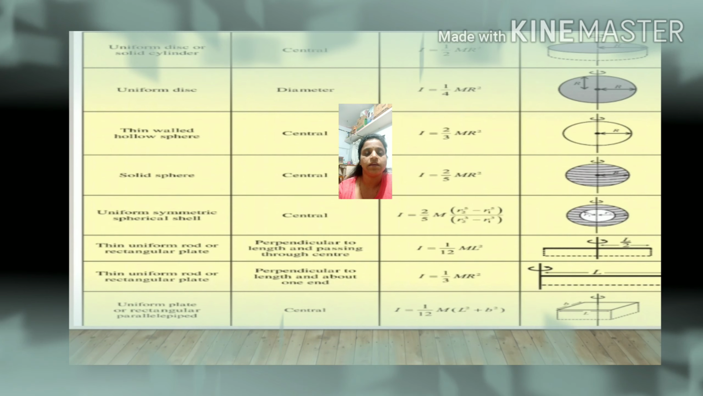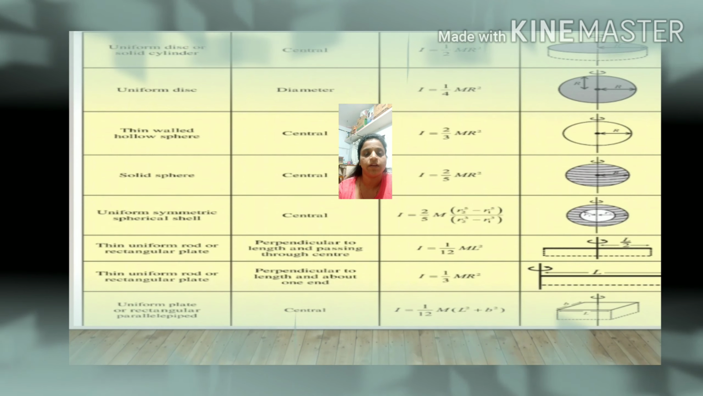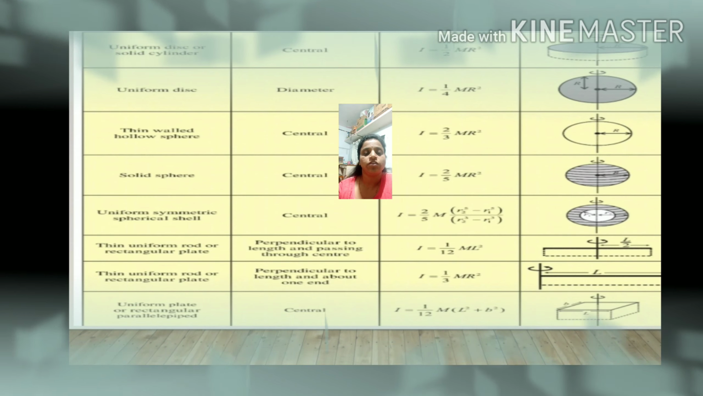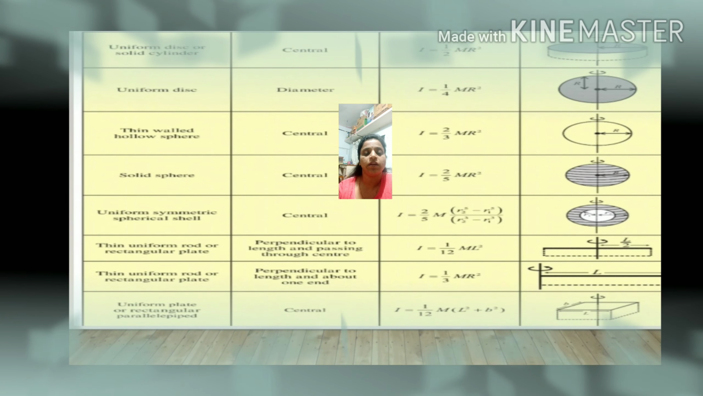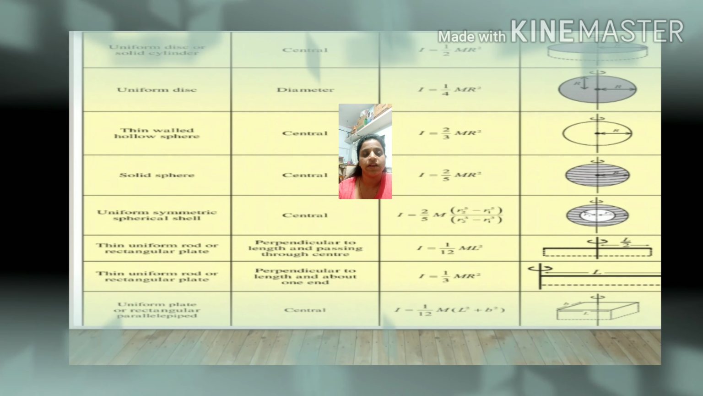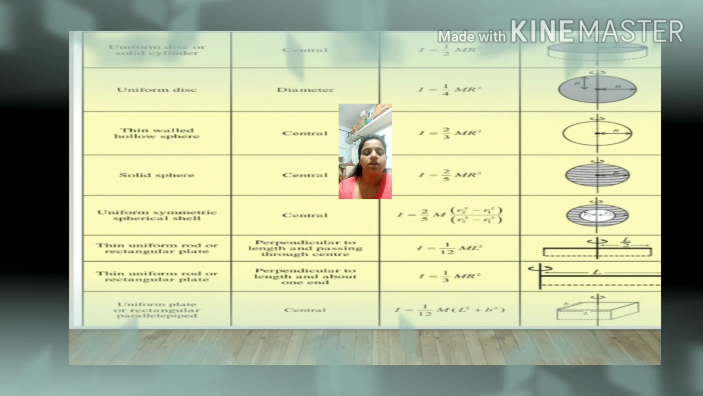The expression is I equal to 1 by 12 ml square. The figure shows that the axis of rotation is passing through the center and it is perpendicular to the rod. Half of the rod, that is half of the length, L by 2, is on one side of the axis, whereas the other half of the length is on the other side of the axis.